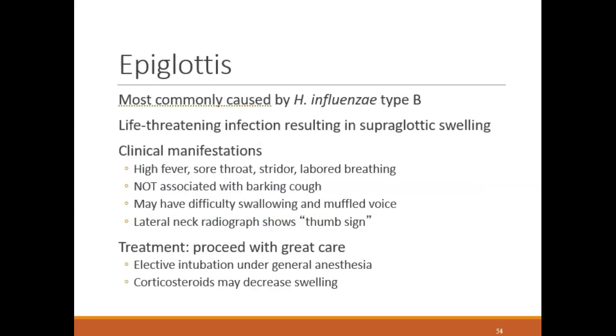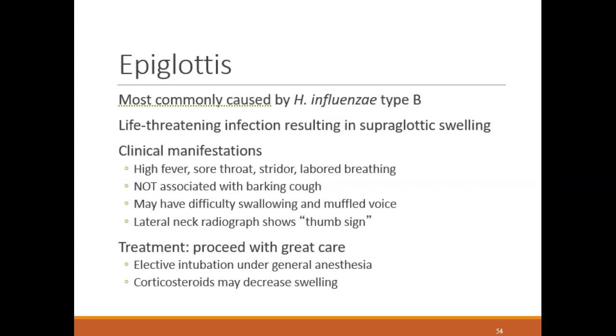Epiglottitis is a life-threatening infection of the upper airway that's going to cause supraglottic swelling, meaning swelling above the vocal cords. There's a lot of evidence that shows epiglottitis is decreasing among kids, but we have more instances of it in adults, and that's usually related to vaccinations. Influenza is usually a cause of epiglottitis.